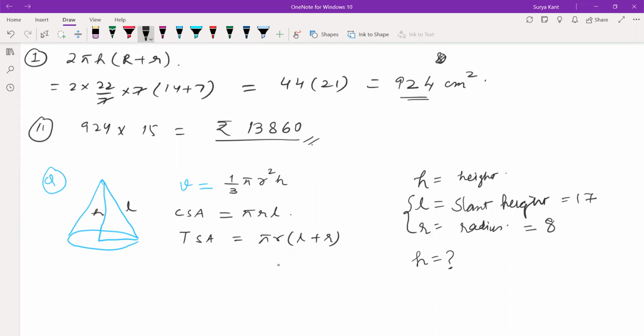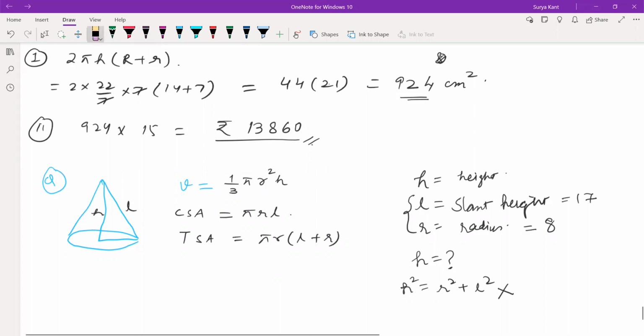Can you find H from this? By Pythagoras theorem, we can find that. Tell me by Pythagoras, what do you get? H square is equals to R square plus L square. No. Think once again. This is not correct.